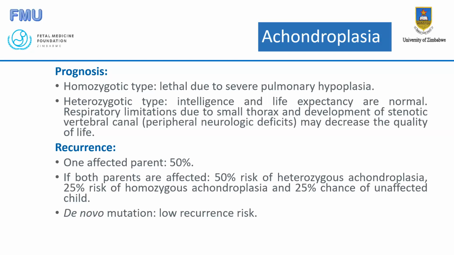The heterozygotic type is the commonest. Actually, I think so far we have not come across the homozygotic. Fortunately, it's very rare. The heterozygotic type, we are saying the mother is short and the father is okay, or the opposite. These are the commonest type, and I think we know of very popular personalities even in our country who have achondroplasia. These people have normal intelligence and a normal life expectancy. They may have respiratory limitations due to small thorax and development of stenotic vertebral canal. Peripheral neurologic deficits may decrease the quality of life.